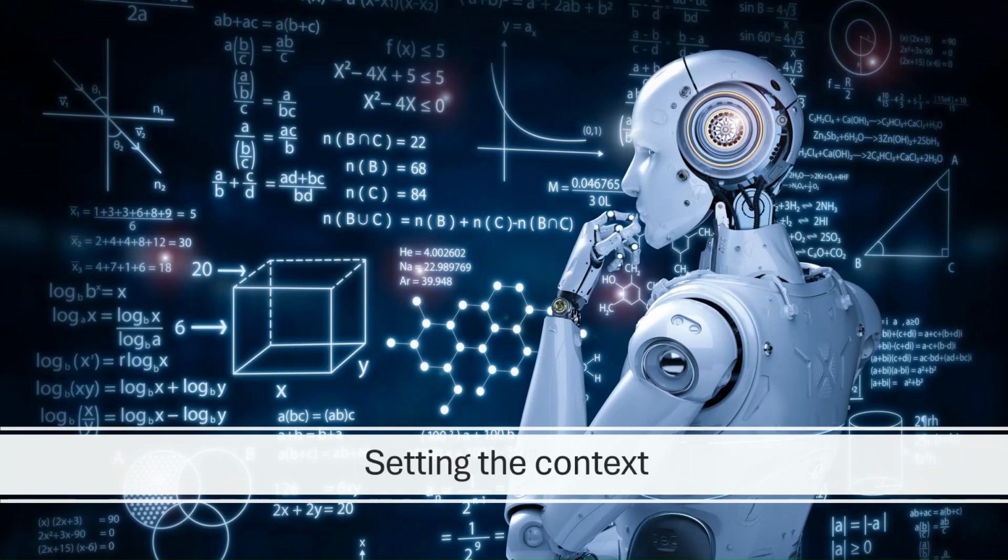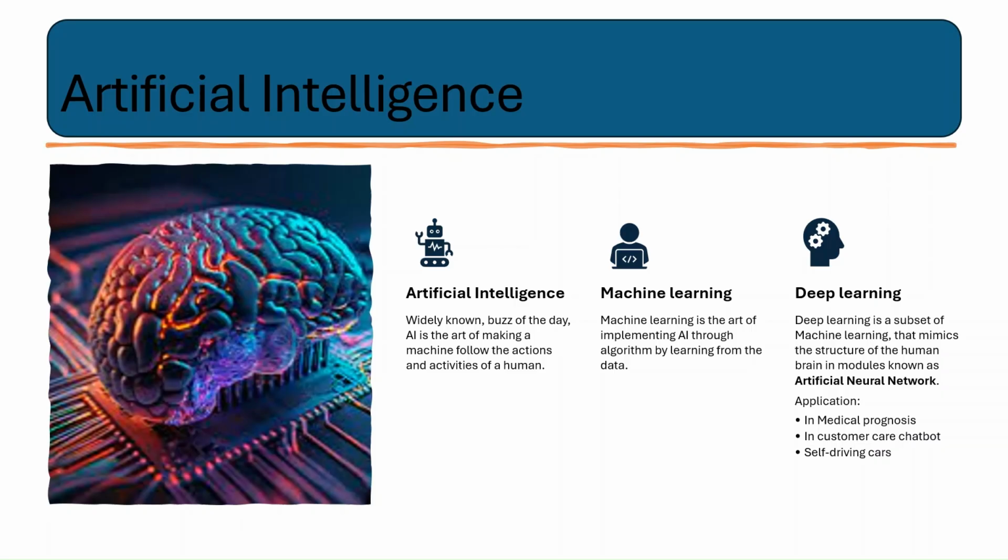So this is the setting of the context. When I'm setting the context, let me explain what artificial intelligence is all about. Artificial intelligence or AI, which is the widely known buzz of the day, is a concept that makes a machine behave and work like a human. It is kind of letting the machine mimic whatever action a human being is doing.